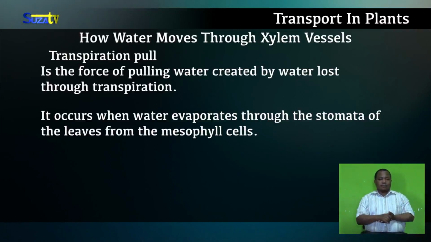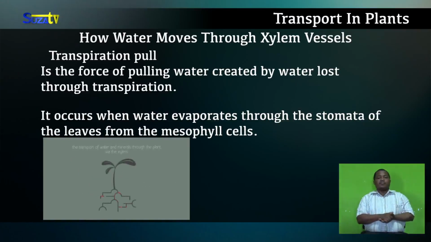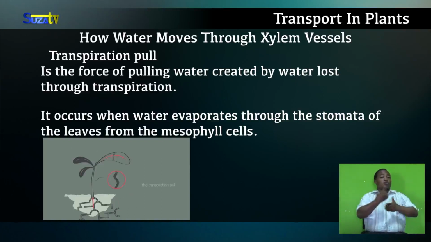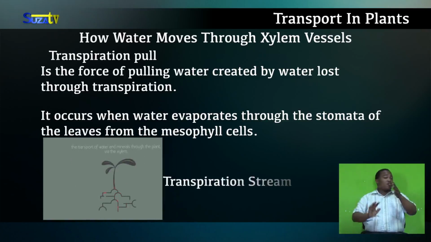As the rate of evaporation increases, the forces of pulling from the xylem vessels will increase also. Thus, water will move continuously from the root hair to xylem, and finally to the leaves. This continuous flow of water is called the transpiration stream.